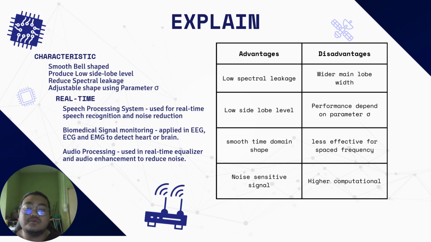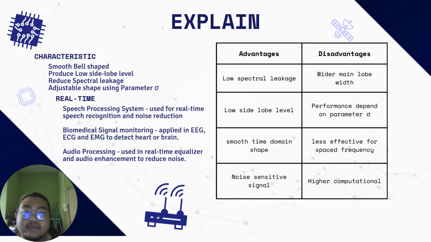Then we go to the characteristics, real-time applications, advantages and disadvantages of the Gaussian window. We go to the characteristics first. The first is a smooth bell shape. Second, it produces low side lobe level. Third, it reduces spectral leakage. And lastly, adjustable shape using parameter sigma.